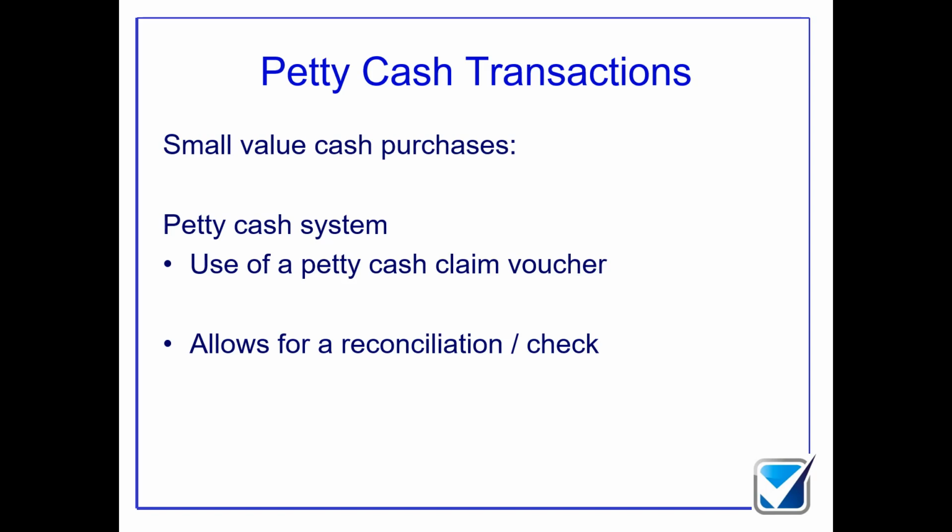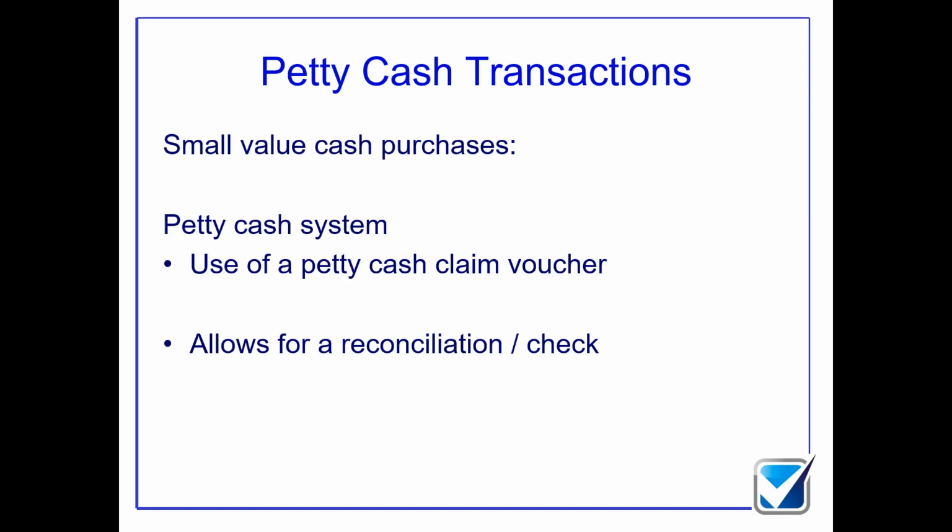What will happen is, as you take money out of petty cash, you will complete a petty cash claim voucher. At the end of the month, the value of all the petty cash claim vouchers plus whatever cash is in the petty cash tin should total the amount that was put into petty cash at the beginning of the month.